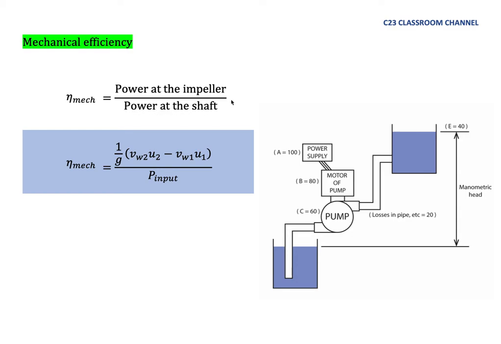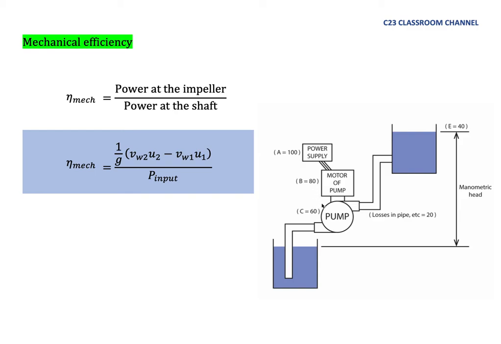Why is that? Because in manometric efficiency, power at impeller became the input, but in mechanical efficiency, power at impeller is now the output. So let's see the diagram here. We want to calculate the mechanical loss here, the friction between motor and pump. So if the motor receives 80 energy and it could only transfer 60 energy to the pump, it means that it lost 20 energy in the middle here.